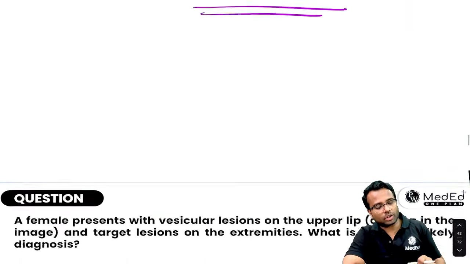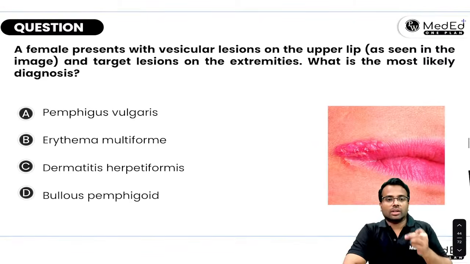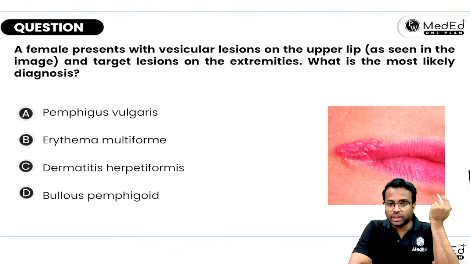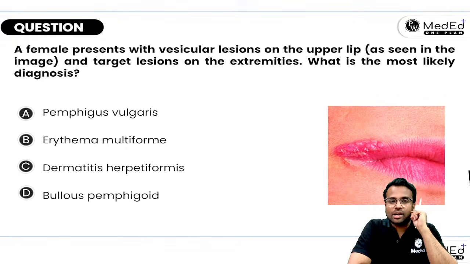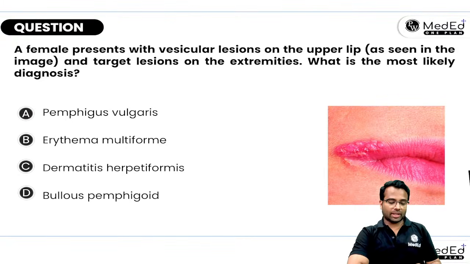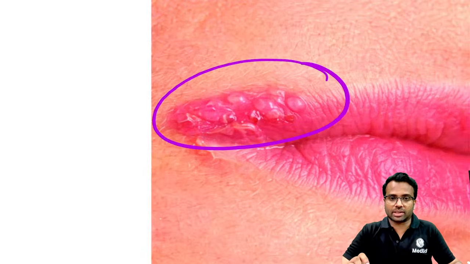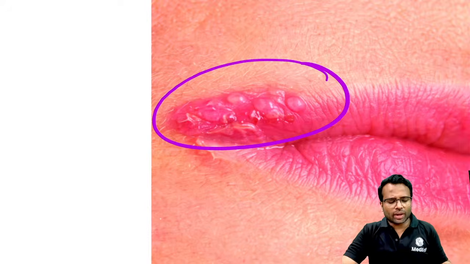That's about Marjolin's ulcer. The next question: a female presents with vesicular lesions over the upper lips as shown in the image and target lesions on the extremities. What is the likely diagnosis? Now here you can see the image shows multiple vesicular eruptions over the upper lips. So what is this disease?